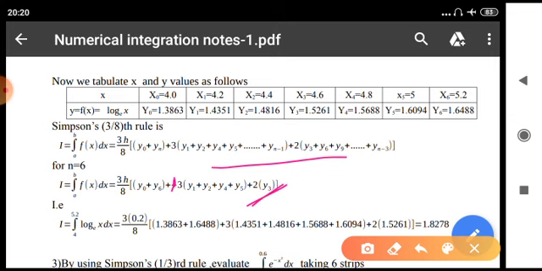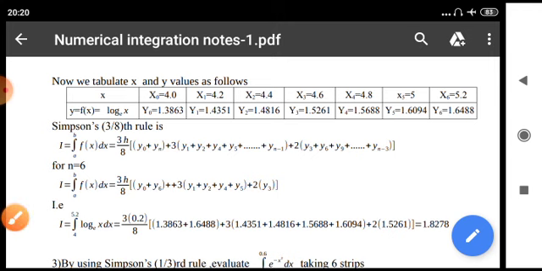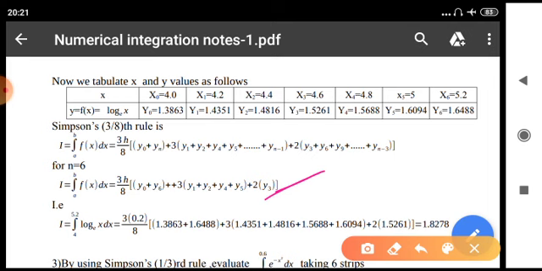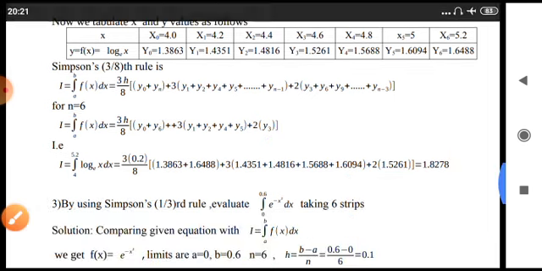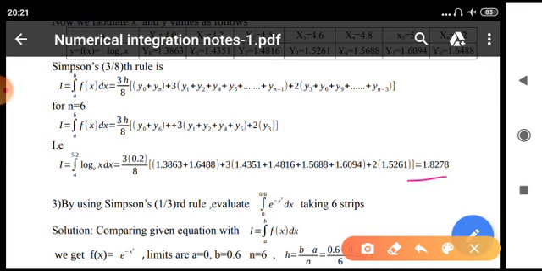Now, if you substitute y0, y1, y2, y3, y4, y5 and y6 values in this formula, what we get is the I value, 1.8278. So the value of the integral is 1.8278.